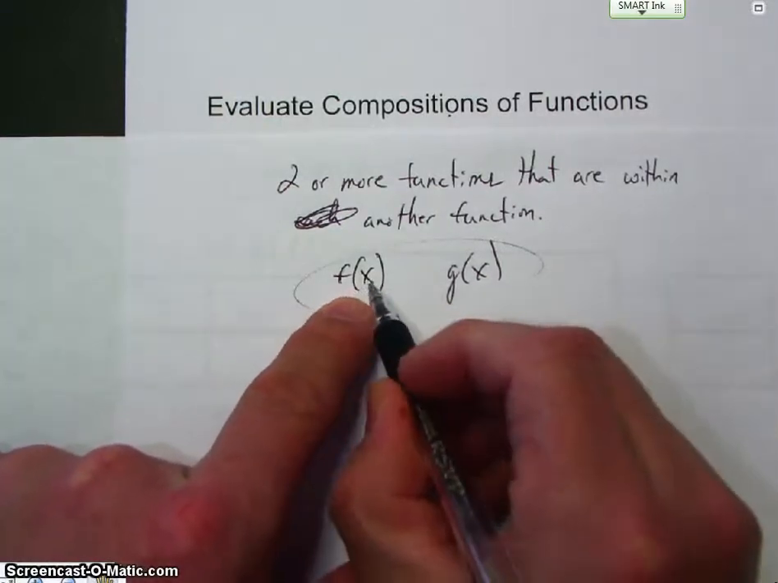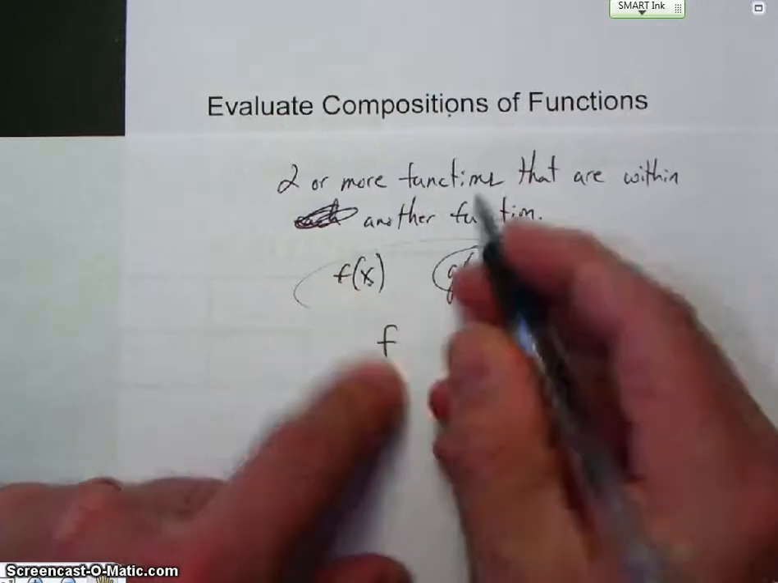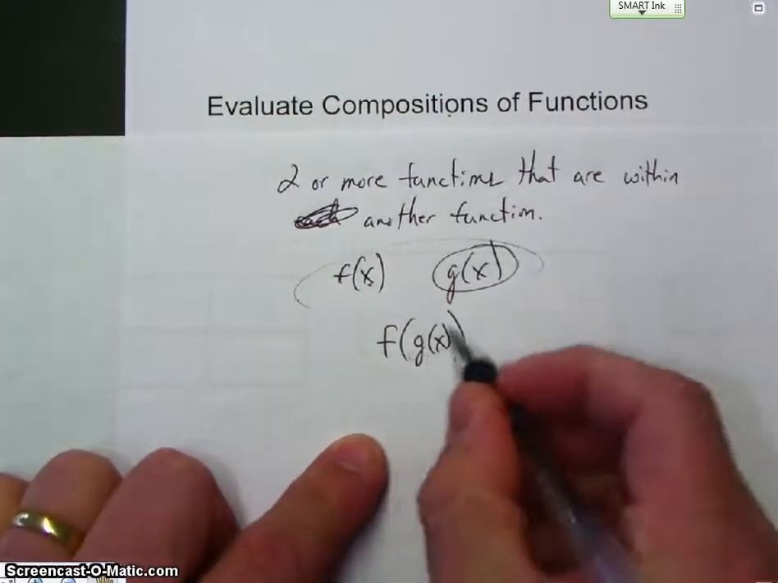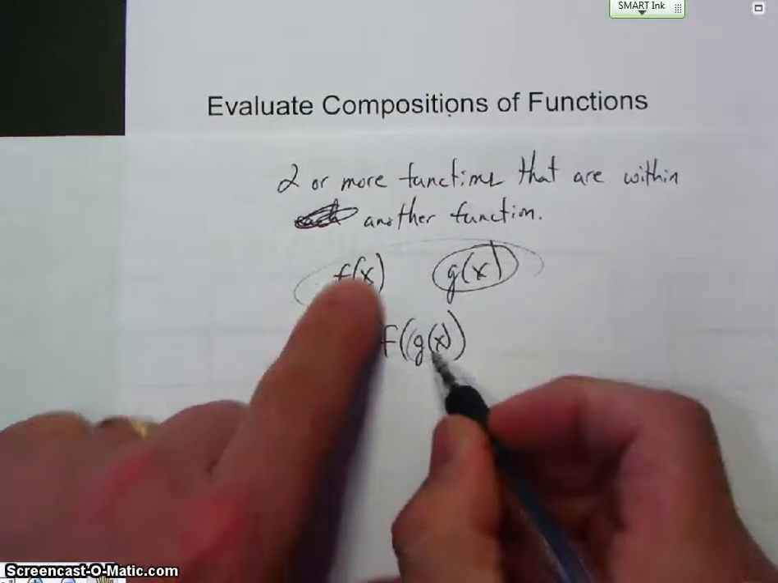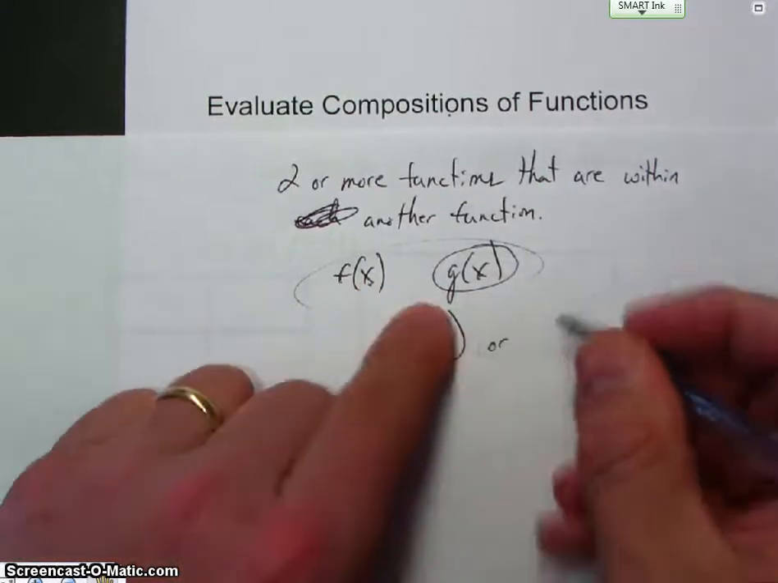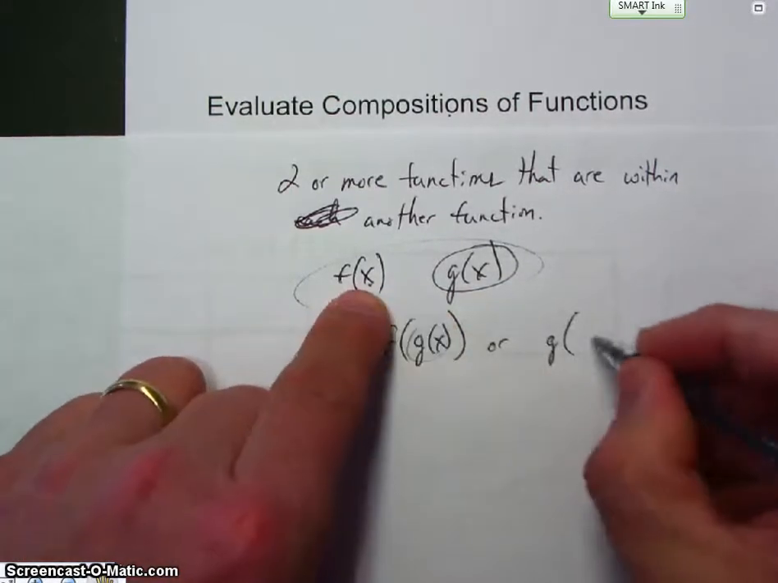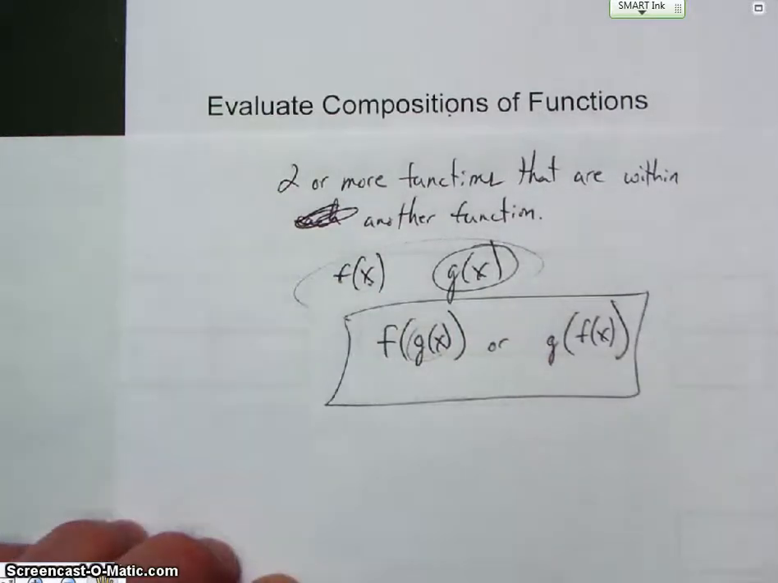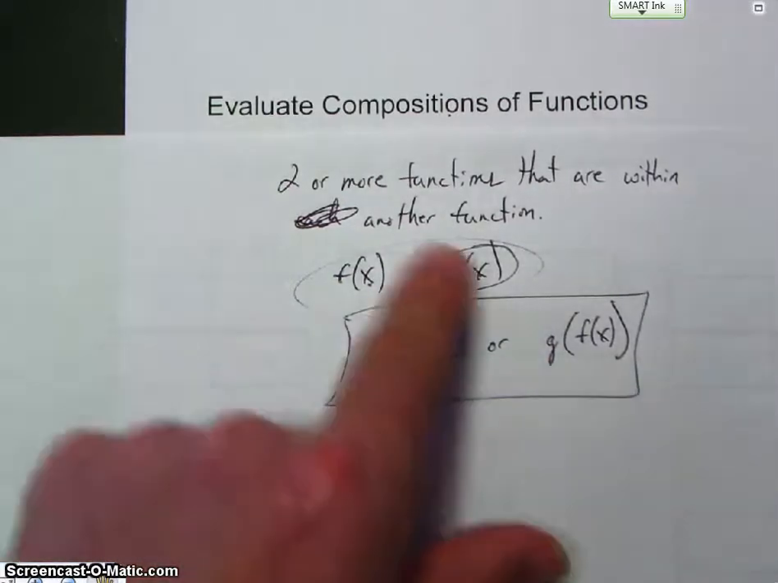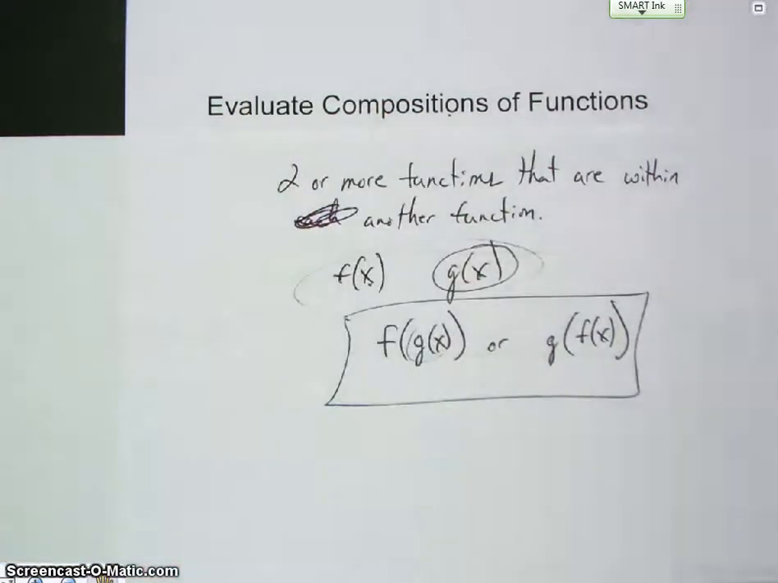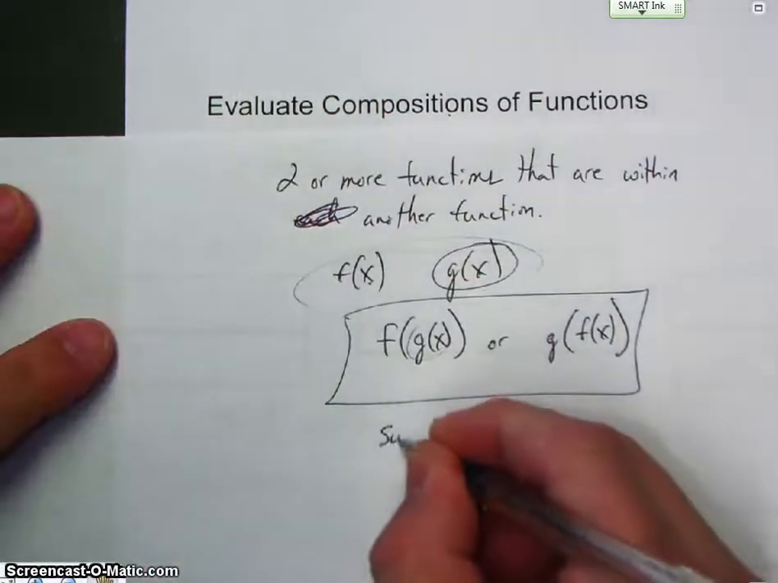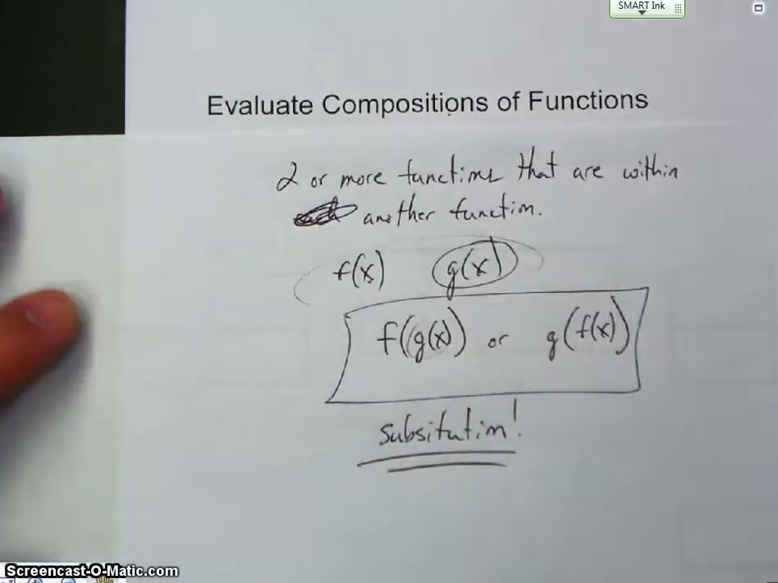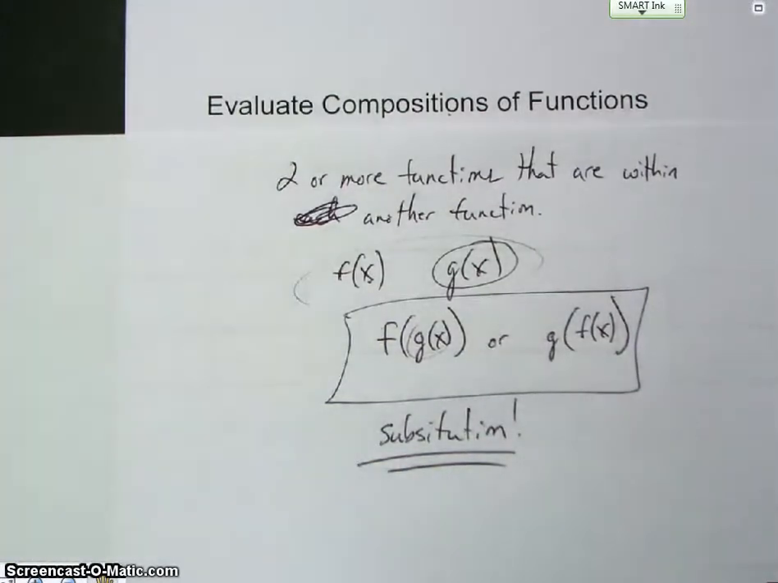Instead of having x, they're going to put all this in place of x. So they put g of x. See how g of x is right here, inside the x. Or they can have g of x and then put this function. These are called composition of functions. So written like this means composition. What it means is substitution, basic substitution.